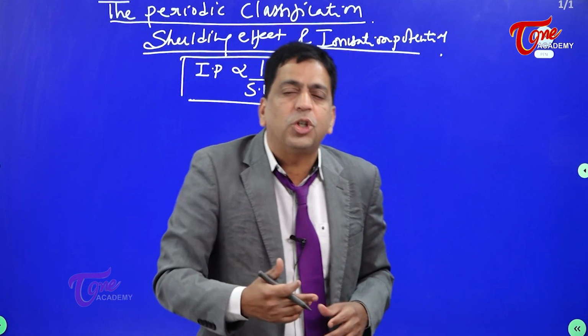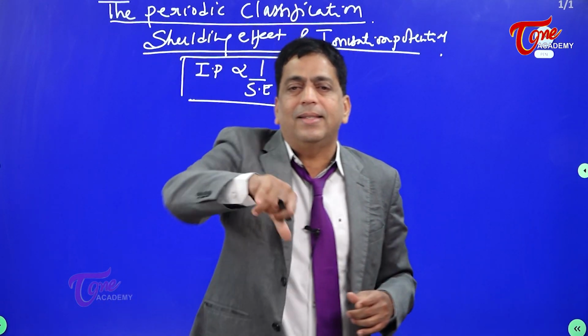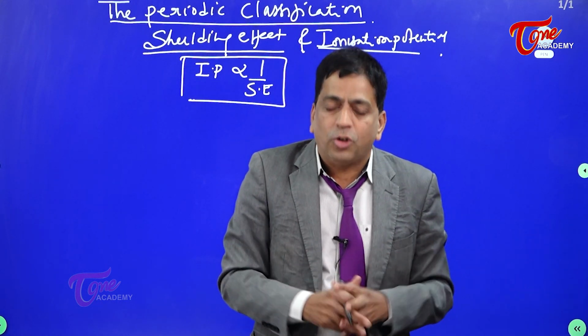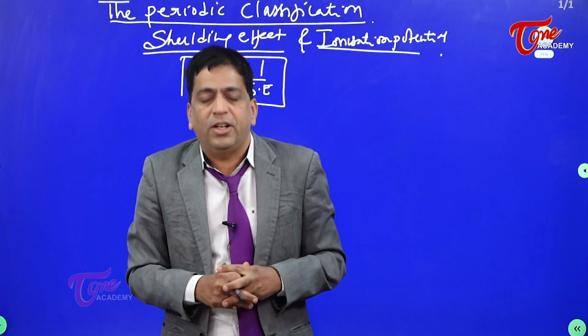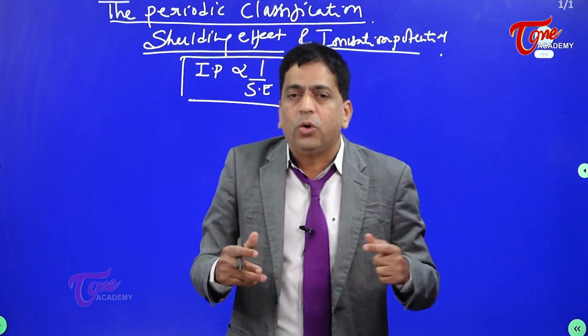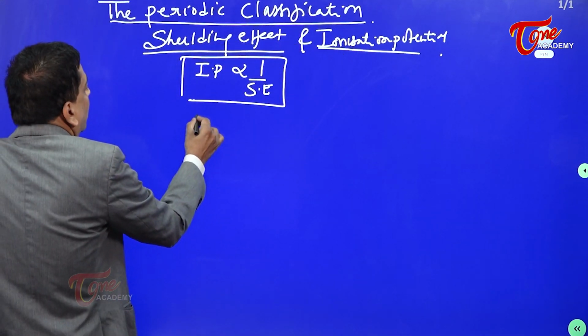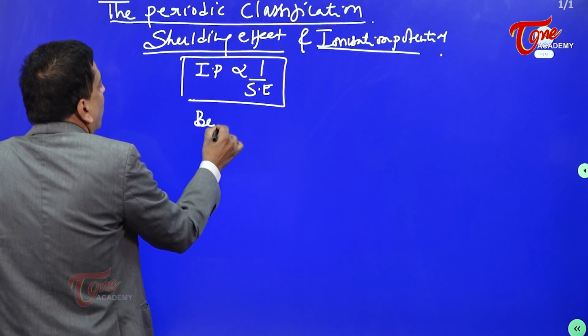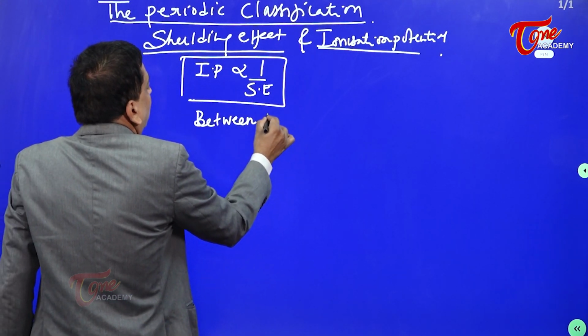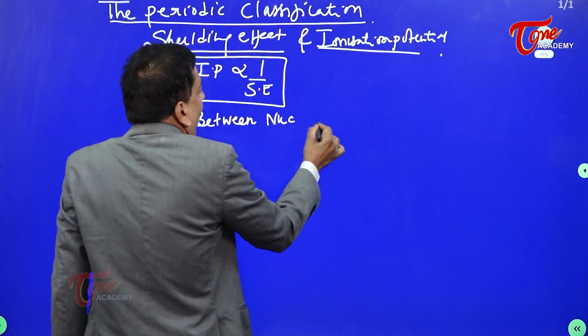So what I mean is, greater the shielding effect, lesser is the ionization potential. Now also regarding shielding effect, look into the definition properly. What I'm telling is, it's between the nucleus and the outer shell.